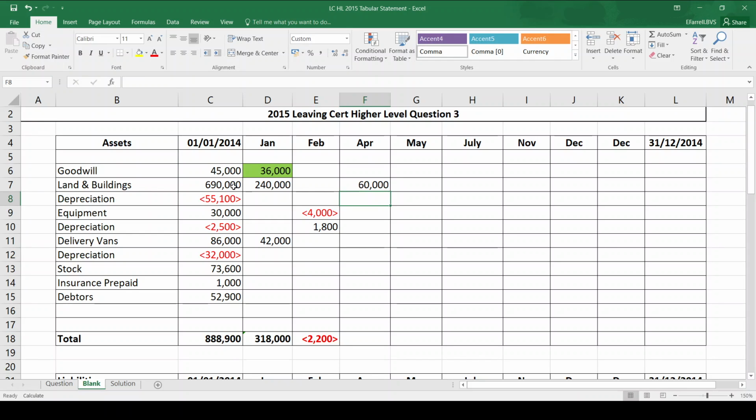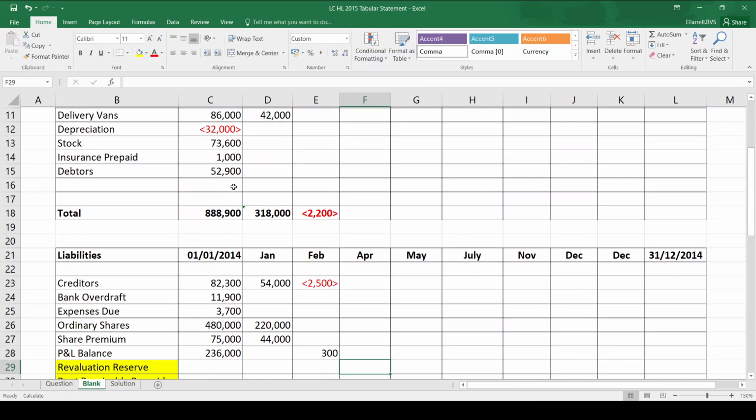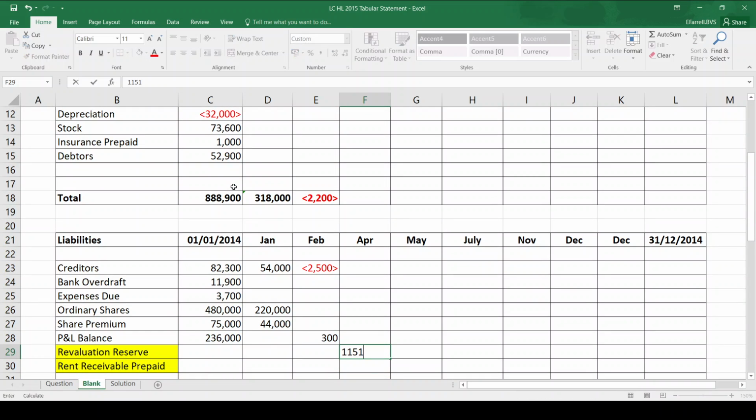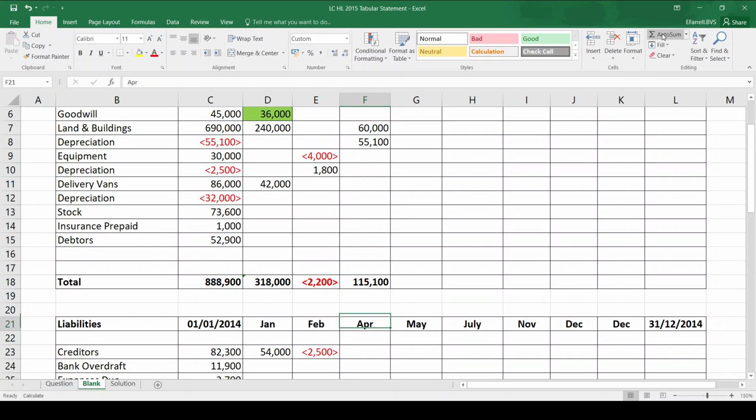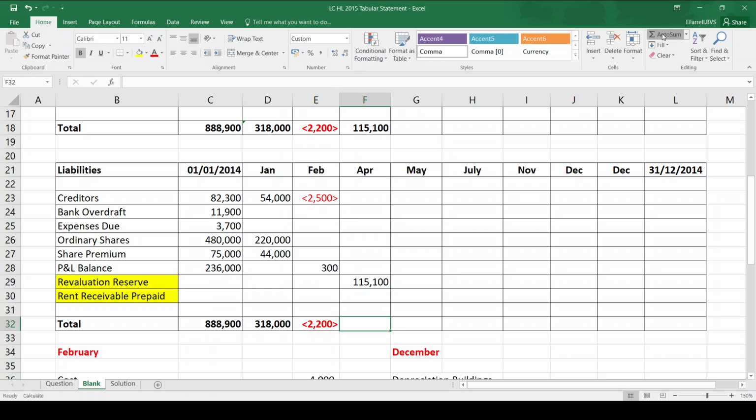When you revalue land and buildings, again, you have to take out the depreciation. So the depreciation currently is minus 55,100. To take that out, we're going to put in a plus 55,100. That will get rid of it. And then the two of these figures together, which come to 115,100, will go in the revaluation reserve down below, 115,100. So the total of this month's assets comes to 115,100 for April, and the liabilities for April again come to 115,100.